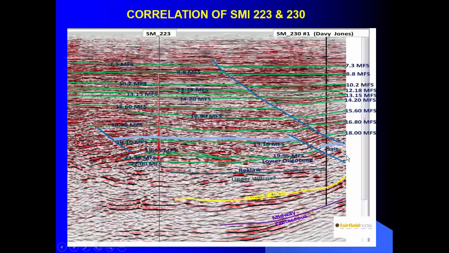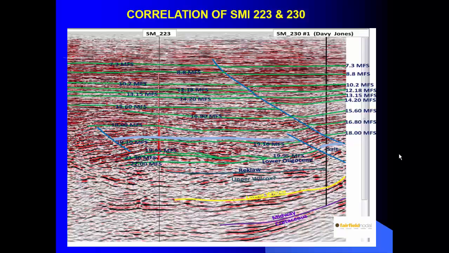So here's the 223, which goes all the way down to maximum flooding surface 2290, and that's about it. It doesn't go any deeper. But the Davy Jones, we projected this well all the way down to 30,000 feet, right down here.